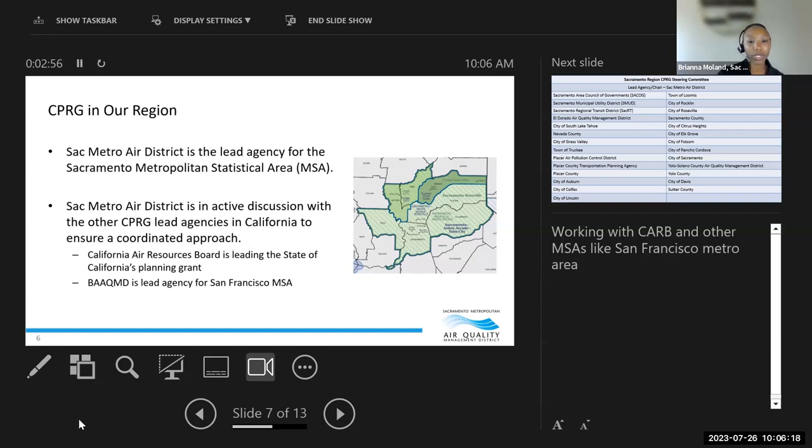Sac Metro Air District is in active discussion with other CPRG lead agencies in California to ensure a coordinated approach. We're working with CARB and other MSAs like the San Francisco Metro Area. The California Air Resources Board, or CARB, is leading the state of California's planning grant, and the Bay Area Air Quality Management District is the lead agency for the San Francisco MSA.